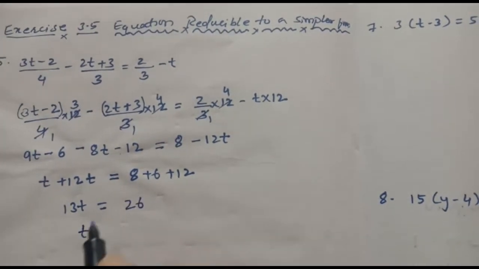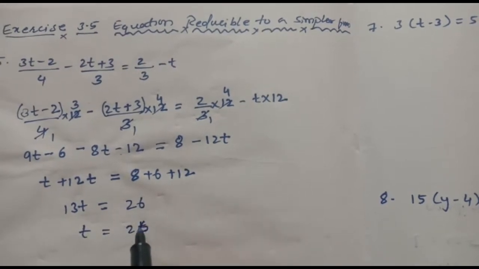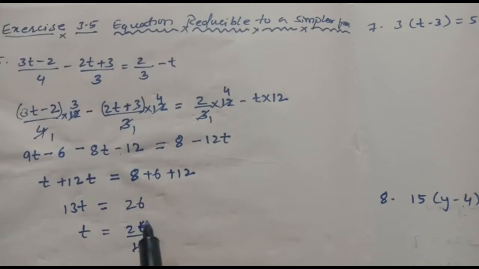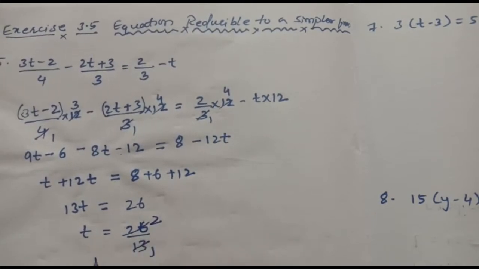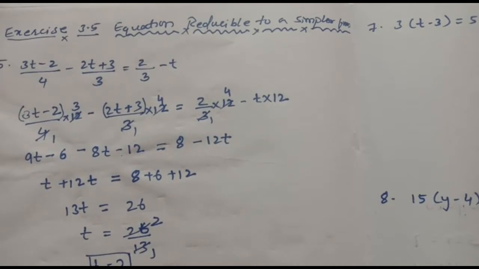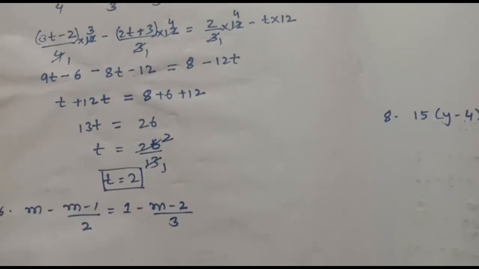Now t is equal to 26 divided by 13. This is coefficient. When you transfer, it will be in division. 13 ones are 13, 13 twos are 26. So t is equal to 2. This is the answer for this question. t is equal to 2. Now let's see the sixth question.